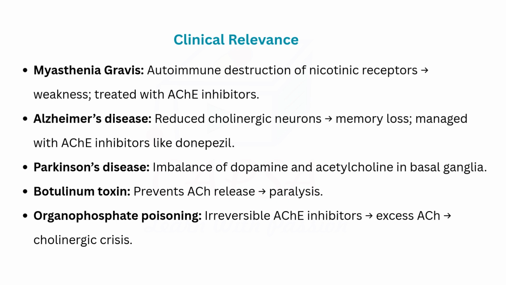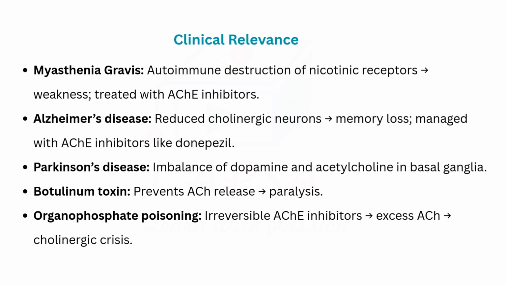the brain. In Parkinson's disease, there is an imbalance between dopamine and acetylcholine in the basal ganglia, the part of the brain that controls movement. Too much cholinergic activity compared to dopamine leads to tremor and rigidity. This is why anticholinergic drugs are sometimes used as part of the treatment.